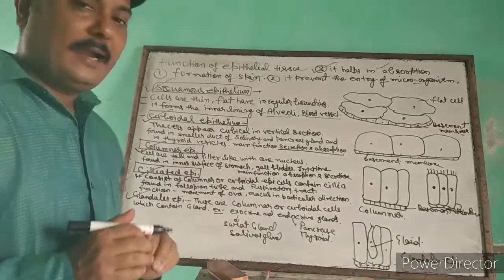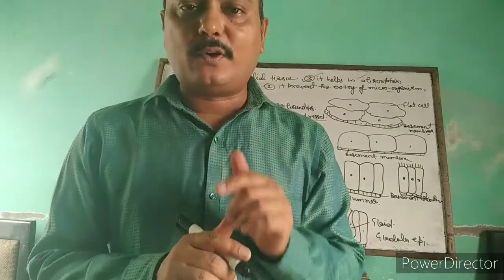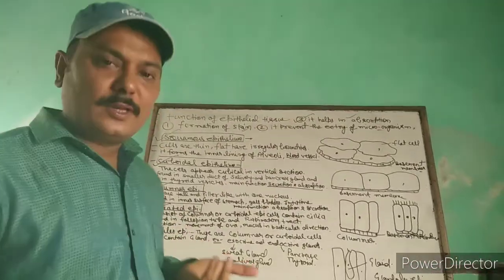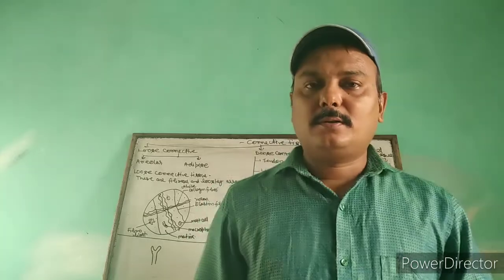Epithelial simple, and in complex, the difference is that complex epithelium is made up of two or more than two types of simple epithelium, then it is known as compound epithelium. OK, so now epithelial tissue we have completed. Now the next topic is connective tissue.